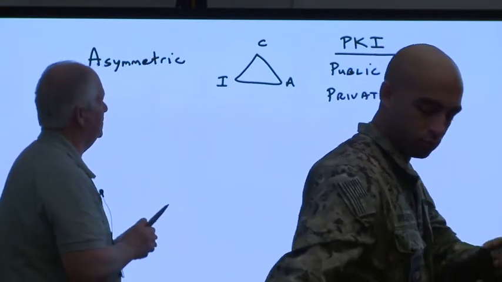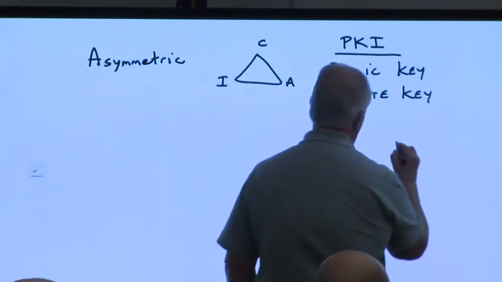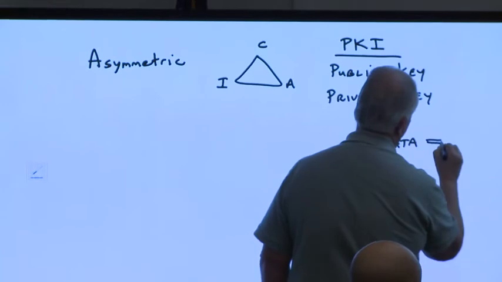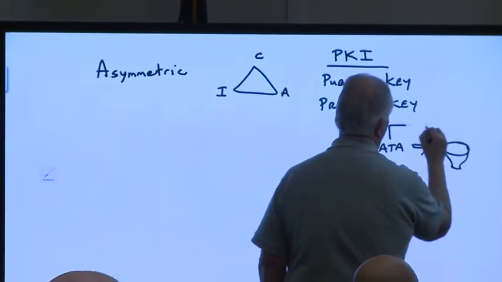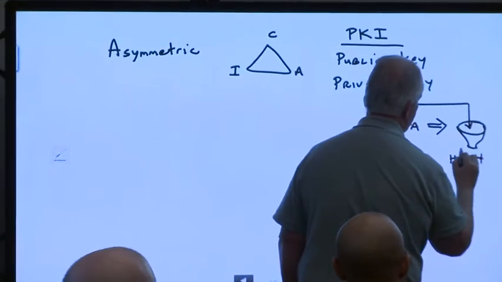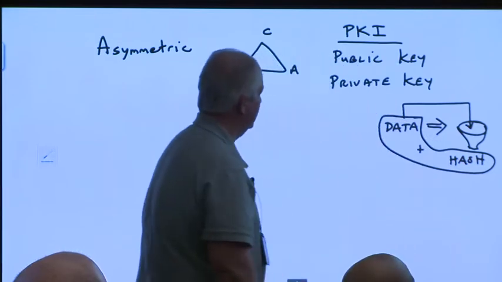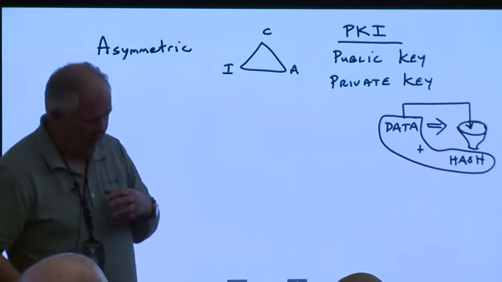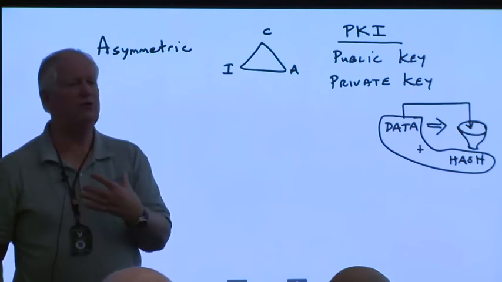So we want to take a look at the CIA triangle. We talked a little bit about integrity. With integrity, we're going to take the data and run it through a hashing algorithm. What comes out of this is the hash. So we'll take the data plus the hash, and this is what we would want to send you. Okay? Now, if I were to encrypt something with my private key, what would you use to decrypt it?